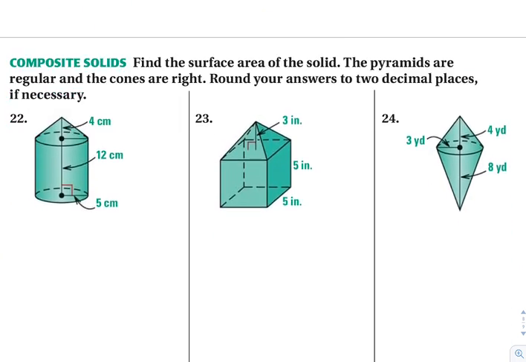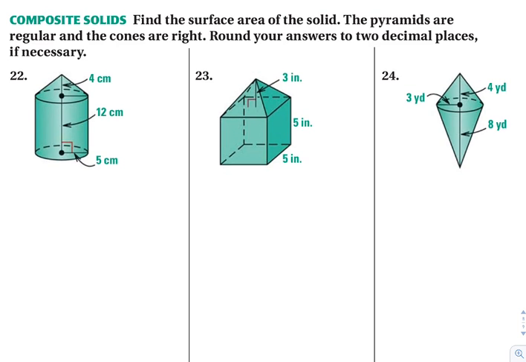Okay, so the last 3 are composite figures. And I wanted to practice this a little bit because you don't just say surface area of cone plus surface area of cylinder. Okay, so let's look at this. Find the surface area of the solid, okay? So all the pyramids are regular, the cones are right.